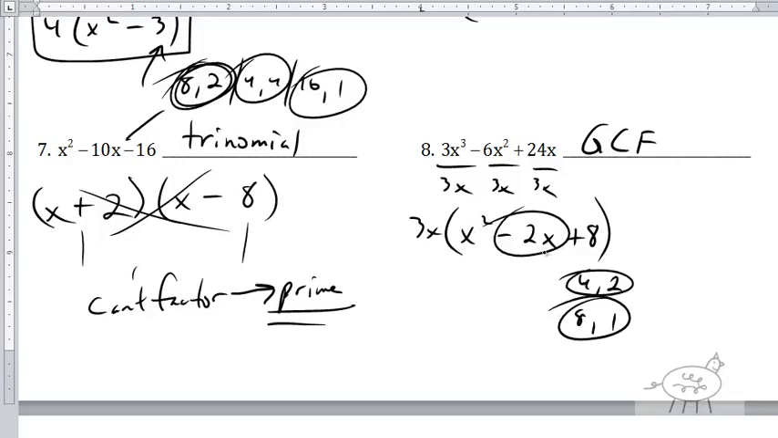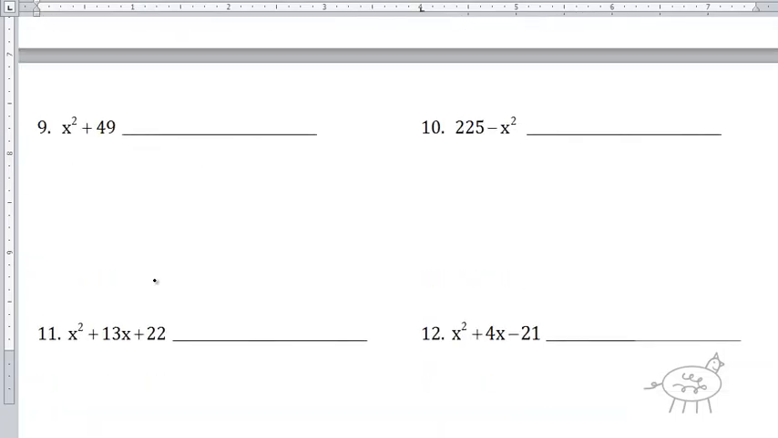So truly my answer, I've kind of scribbled this already here, but this is my answer, guys. It is 3x times (x squared minus 2x plus 8). That's your final answer, which is fine. It's just you can't factor any more, but we're not even doing that until next chapter. Okay, so we factored the greatest common factor out. All right, so let's do a few more here.